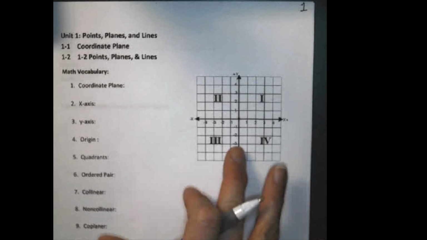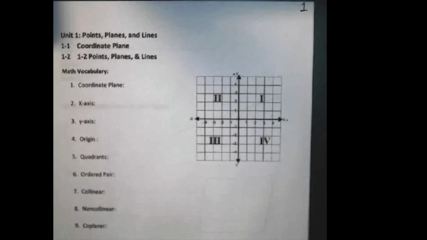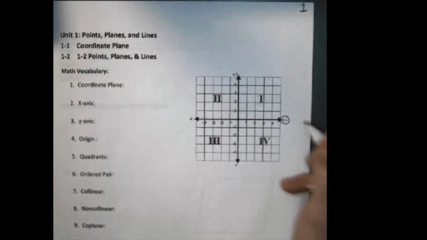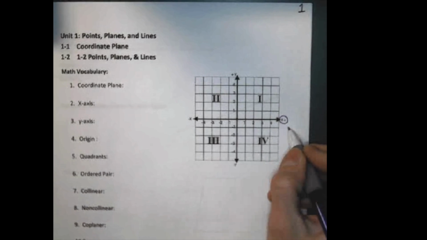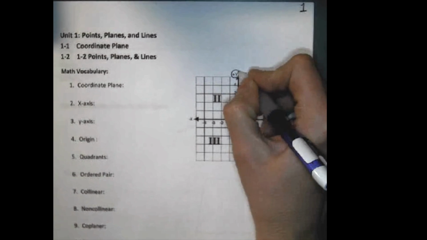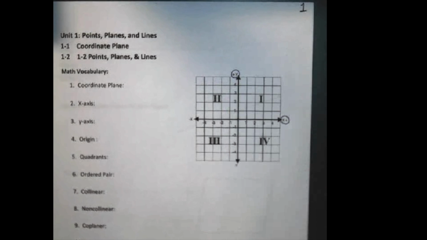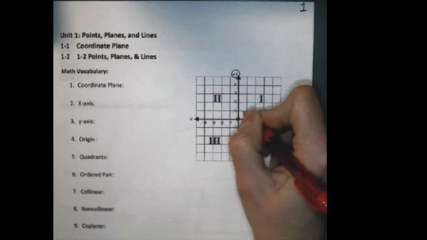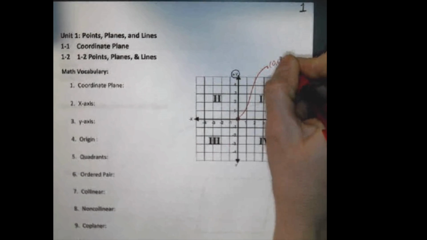This is a model coordinate plane, which is simply a set of two perpendicular number lines that intersect at the 0 points. Keep in mind that the x-axis is always the horizontal axis, and the y-axis is always the vertical axis. The point where they intersect is called the origin, and that is the point 0, 0, the origin.